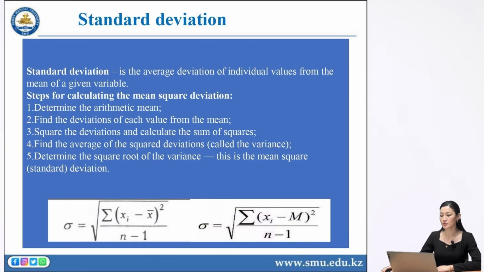Mean square deviation. The mean square deviation, also called the standard deviation, shows how far the values are from the mean. Here are the steps to calculate it: find the arithmetic mean, find each deviation from the mean, square these deviations and sum them, find the average of the squared deviations. This is the variance. Take the square root of the variance, that is the standard deviation. This value tells us the average amount of variation in our dataset.